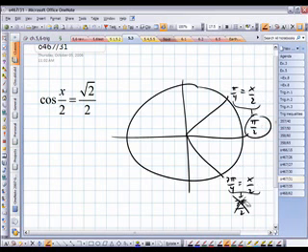7 pi over 4 becomes 7 pi over 2, which is too big. That's bigger than 2 pi, so I cross it out. So this equation has only one solution, pi over 2, between 0 and 2 pi. Just the one solution.